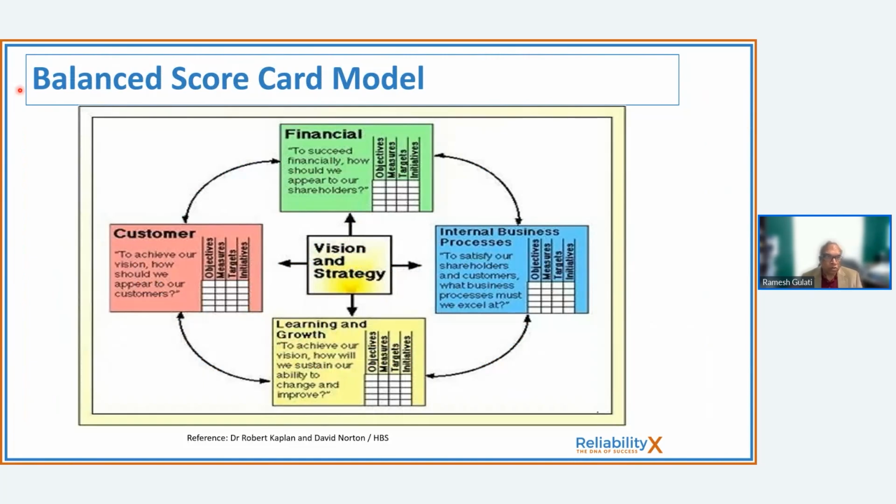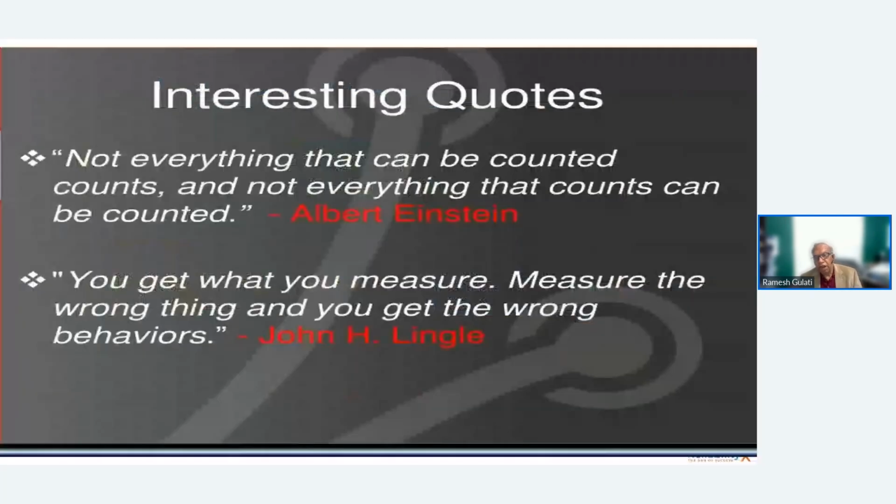Here is an interesting quote to think about: not everything that can be counted counts, and not everything that counts can be counted. Our great scientist Albert Einstein said that. You get what you measure. Measure the wrong things and you'll get the wrong behavior. So think about measuring the right things. That's the message: not everything should be measured.